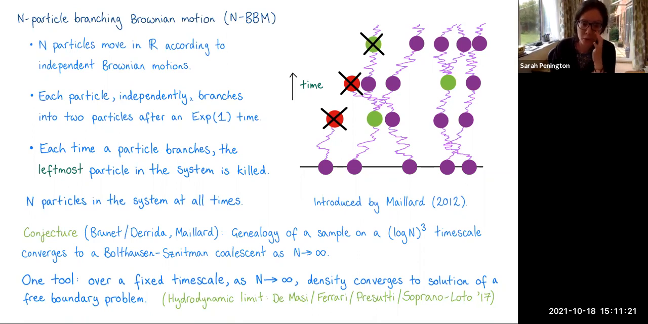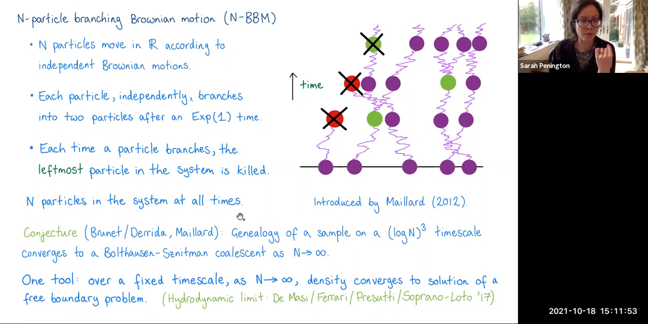And one possible tool that you have at your disposal for the NBBM that you don't have in the N-particle branching random walk is a hydrodynamic limit result that says that if you look at the process on a fixed timescale and you let the number of particles n go to infinity, then the density of particles converges to a solution of a particular PDE called a free boundary problem. And this is a hydrodynamic limit result that's due to De Masi, Ferrari, Presutti, and Soprano-Loto from 2017. So that is a tool that can be used to understand the NBBM.